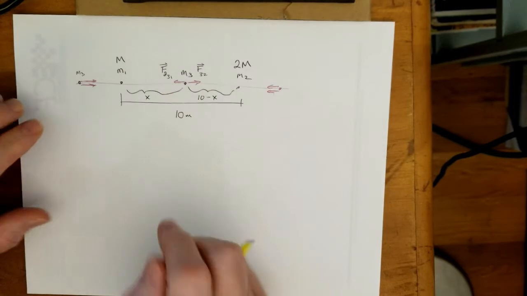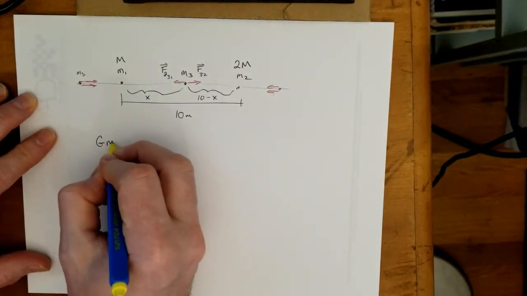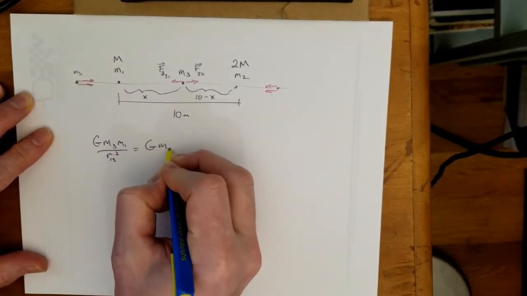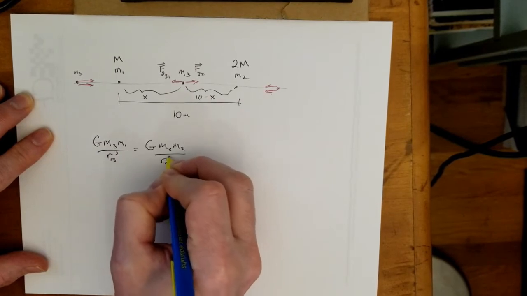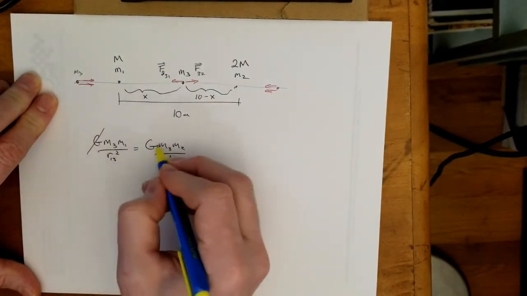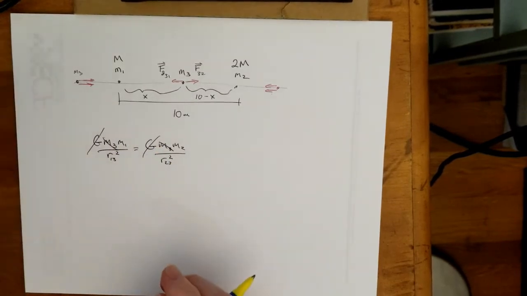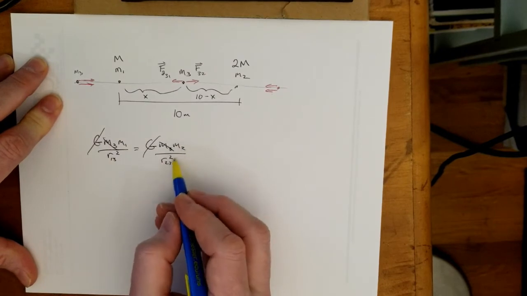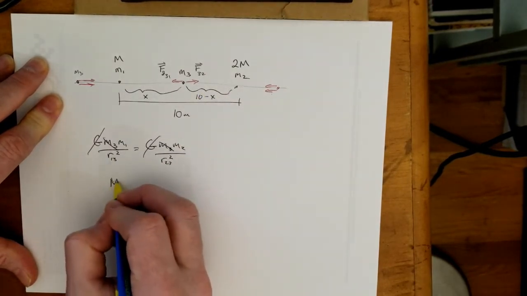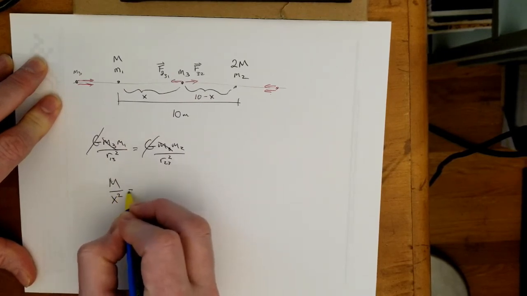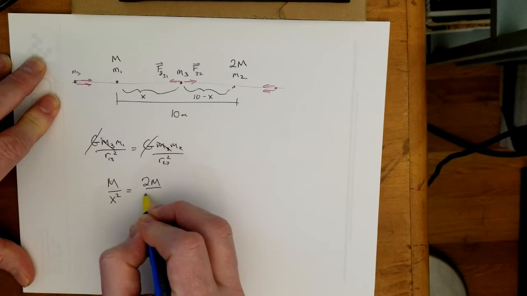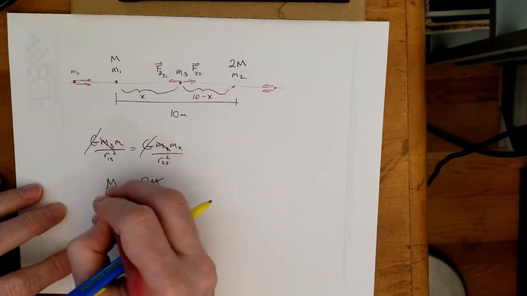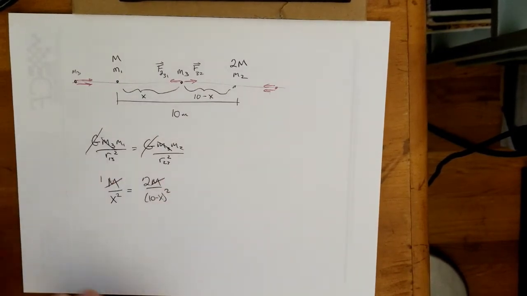I know that the magnitude of forces is going to be G mass 3 mass 1 over the distance between them squared, and that's equal to G mass 3 mass 2 over the distance between them squared. The G's cancel out, mass 3 cancels out, which is why I said I really don't care what mass 3 is, and so I'm left with mass 1 over that distance squared is equal to mass 2 over that distance squared. In other words, m over x squared is equal to 2m over 10 minus x squared. The m cancels out, and I'm left with a 1 over here.